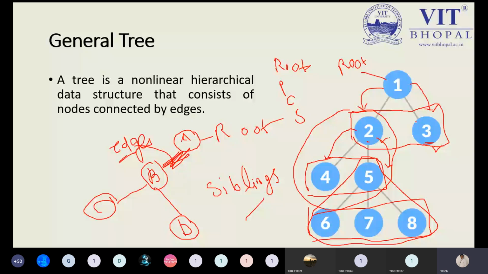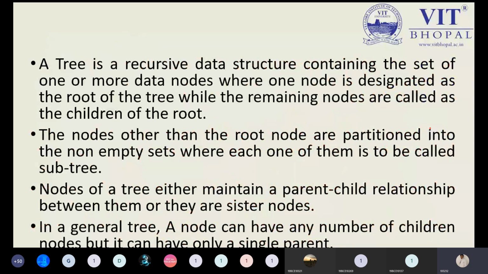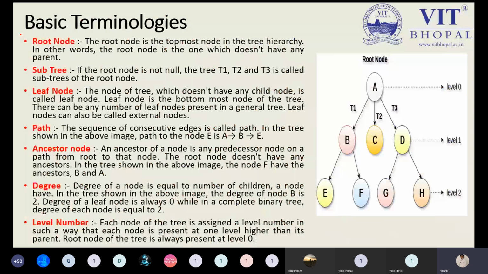So I'm just coming to the basic terminology. Basic terminology: we have seen the root node, subtree, leaf node (definitely the last node, recognized as the leaf node), path, center node, degree, and labels. This is the basic terminology we will discuss one by one. I have given a theoretical explanation, and this theoretical part is related to this diagram.